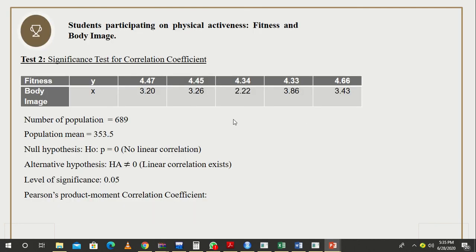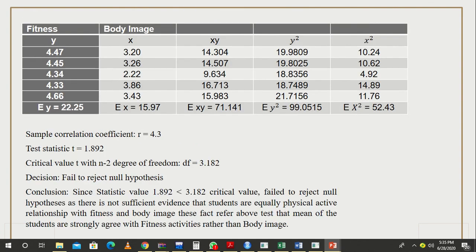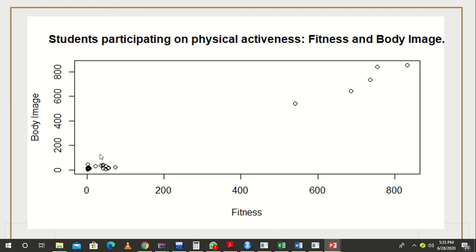And the second test I have examined is the significance test for correlation coefficients based on fitness and body image. And there I have gotten the conclusions. If you compare fitness and body image, the statistic tools have given the solution that most of the students strongly agree with fitness rather than body image. And if you look at the analysis from the statistic tools test, most of the students are more active with fitness.